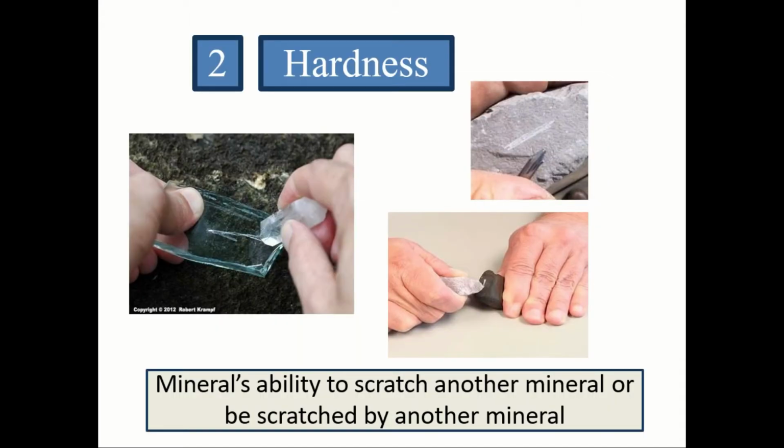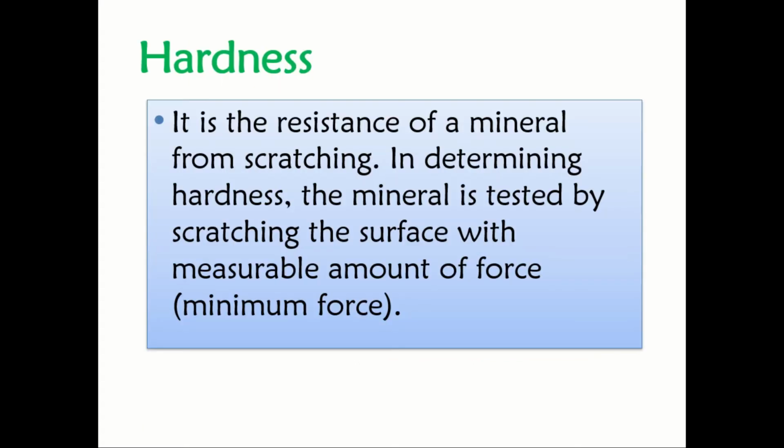Second is hardness. Another physical property to take note of for our minerals is hardness. Hardness is the mineral's ability to scratch another mineral or be scratched by another mineral. It is the resistance of a mineral to scratching. We can say that it is hard if it can resist another mineral from scratching it. In determining hardness, the mineral is tested by scratching the surface with a measurable amount of force.